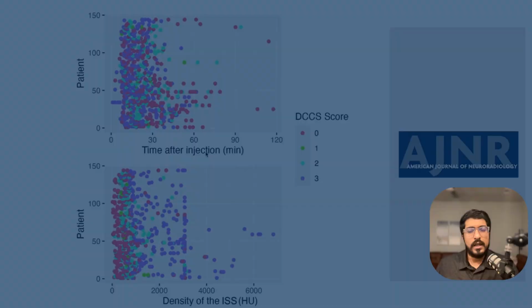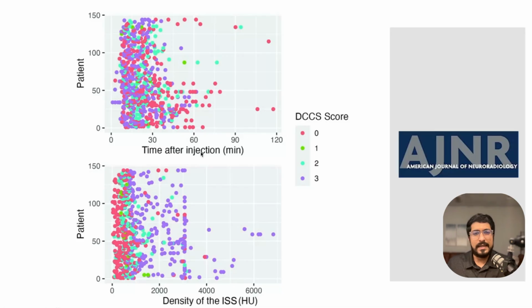Let's talk about the key findings in this paper. If you look at Figure 2, you'll see a really helpful visualization of the data set. Each row here corresponds to a single patient and fistula site, and each dot represents a CT myelography acquisition. What stands out immediately from this graph is that higher contrast density in the ipsilateral subarachnoid space consistently corresponds to higher diagnostic confidence.